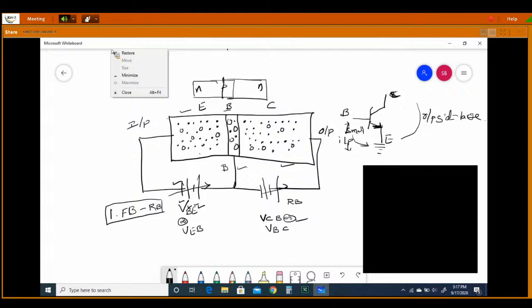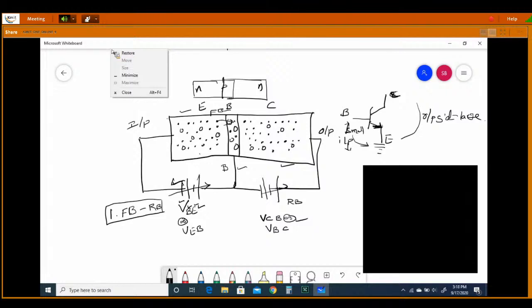Now with respect to this voltage source, what is going to happen? Whenever negative is connected to the N terminal and positive is connected to the P side, this will be in forward bias. In the forward bias, what is going to happen? Diffusion of majority charge carriers will take place. That means all the electrons will diffuse into your base region.